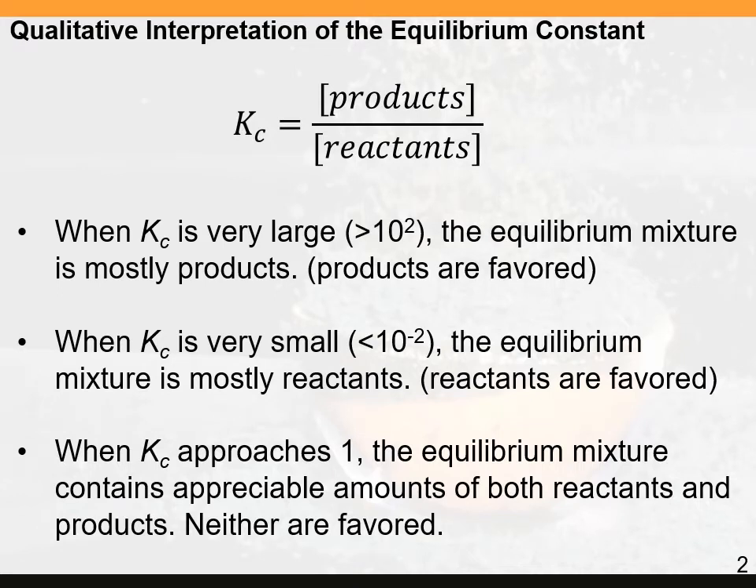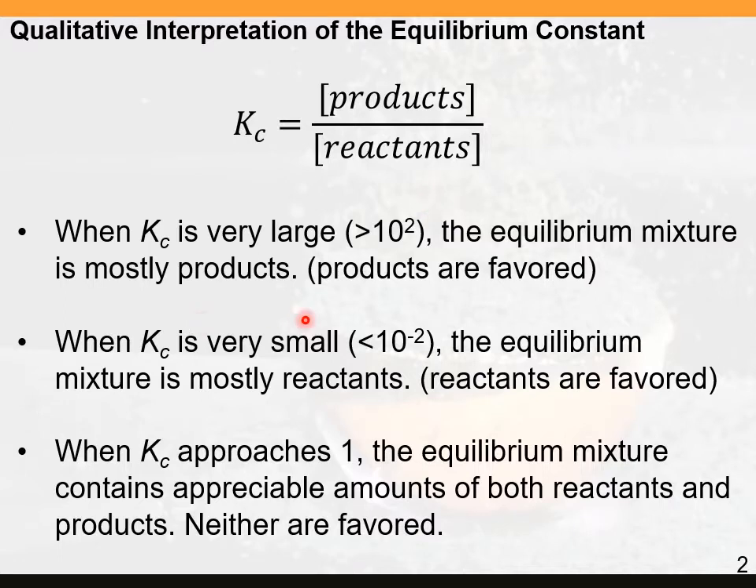Let's first talk about the qualitative interpretation of the equilibrium constant. Remember that the equilibrium constant is the ratio of product concentrations to reactant concentrations. So if Kc is a very large number, greater than 100, the equilibrium mixture contains mostly products. Products are favored. A large Kc means the numerator is much larger than the denominator. Since the numerator contains the products, that means there must be more products than reactants.